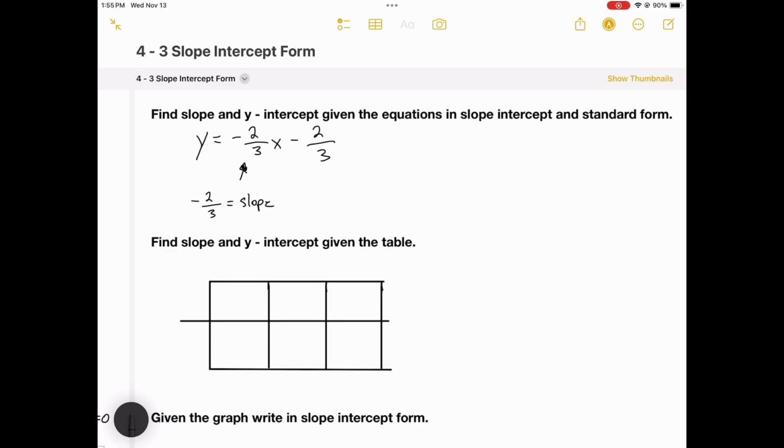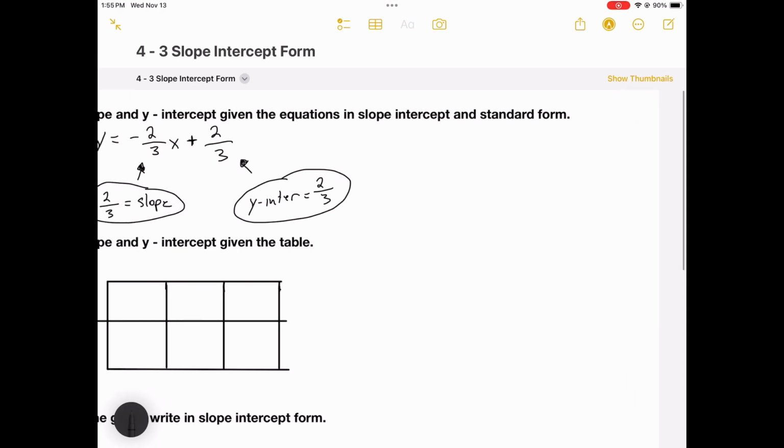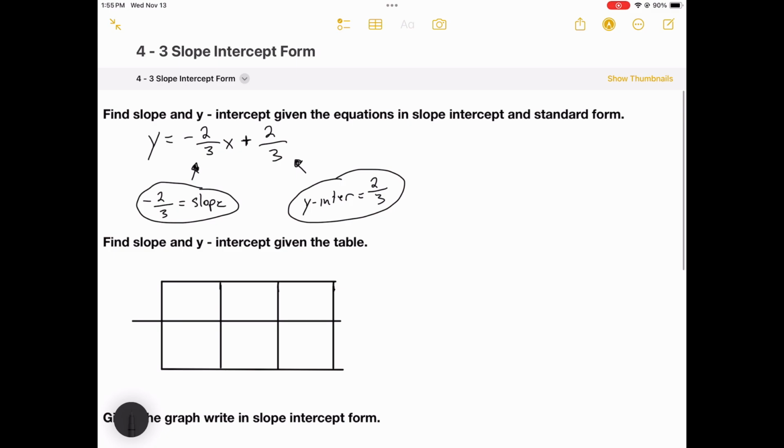And let's just make this a positive real quick so I can differentiate the slope and the y-intercept. And then they could say, hey, here is my y-intercept, which is 2/3. Okay, there you go. But sometimes they'll try to disguise this or give you a little bit harder question. Remember, the slope is always attached to the x.